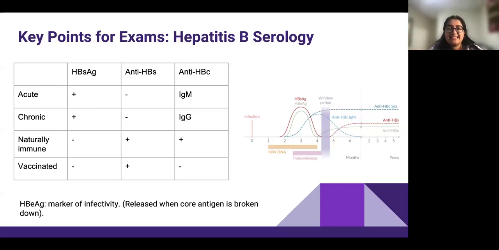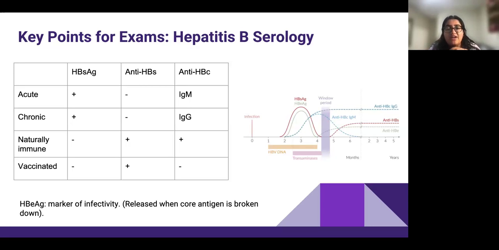So therefore, it's negative in somebody who's immune and in somebody who's vaccinated. Opposite to that, anti-HBs is negative in acute and chronic because it's the antibody against the surface antigen. That's how I think of it. And it's positive in somebody who's become naturally immune. If they've contracted hepatitis B and then fought it off, they would have the antibody to fight the surface antigen. And somebody who's become vaccinated would also have the antibody to fight off the surface antigen, because that's the antigen they were given in their vaccination.